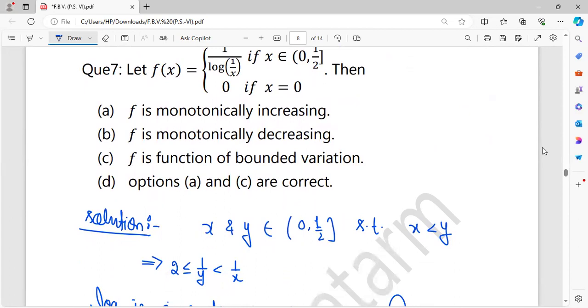B option is not correct. Okay. C option is correct, function of bounded variation, because every monotonically increasing function is a function of bounded variation. So D option is correct because it contains options A and C. So option D is correct. So let's click it. Right, it is correct.